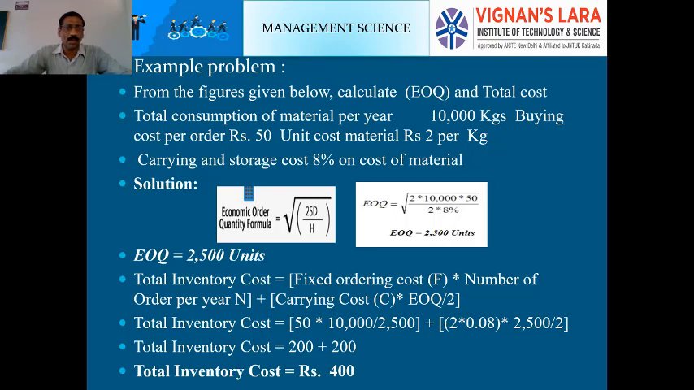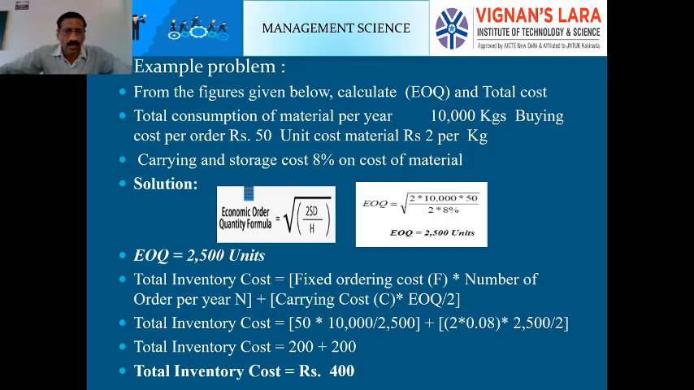Example problem. From the following figures given below, calculate EOQ, economic order quantity, and the total cost. Information: total consumption of material per year, that means total quantity of demand per annum, 10,000 kg. Buying cost per order, rupees 50. Unit cost of material, rupees 2 per kg. Carrying and storage cost 8% on cost of material. This is the information given. You are to calculate EOQ and total cost.